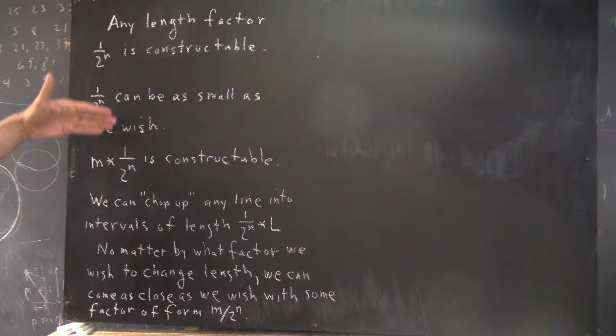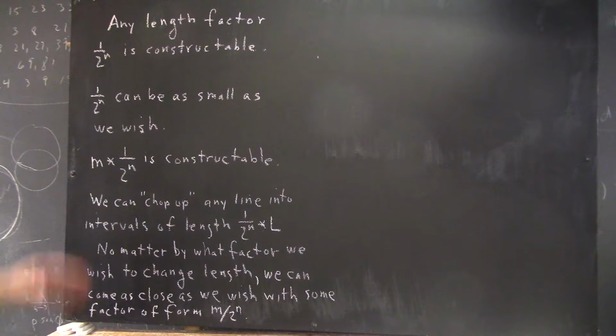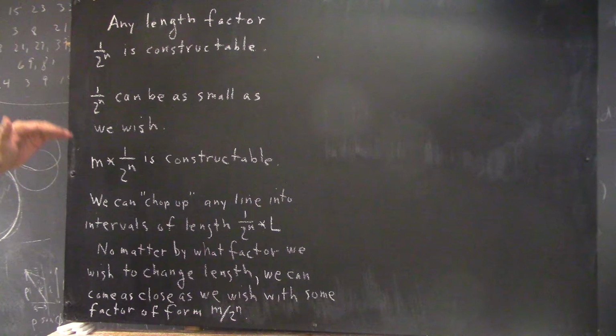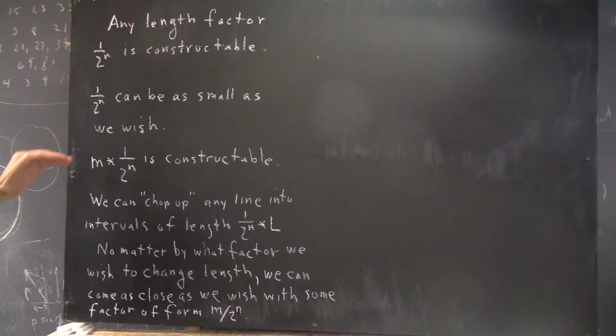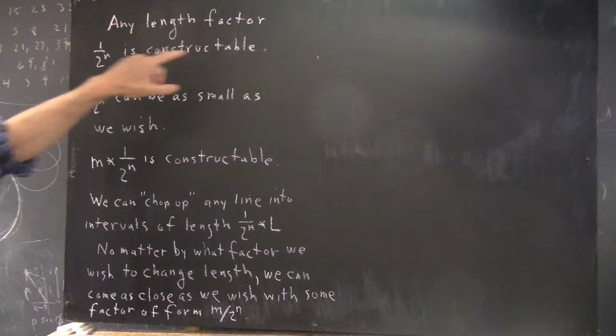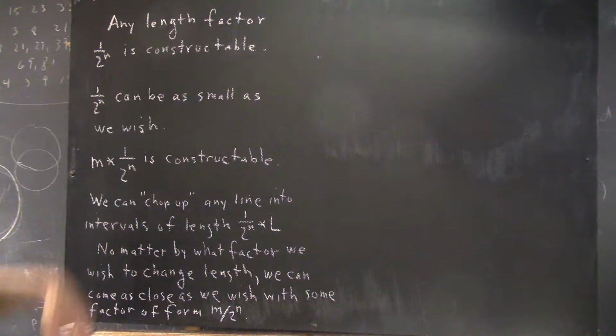Here's a series of statements that I'd like you to try to prove. By proof, I mean give me the best reasons you can why each of these statements has to be true. You might not nail it, but at least think about it and make the attempt. So, first statement: any length times 1 over 2 to the n is constructible.